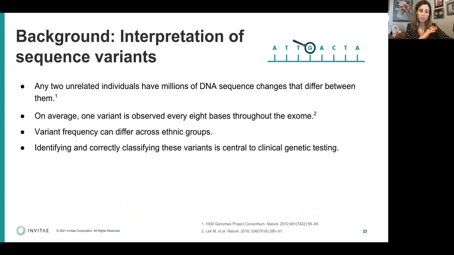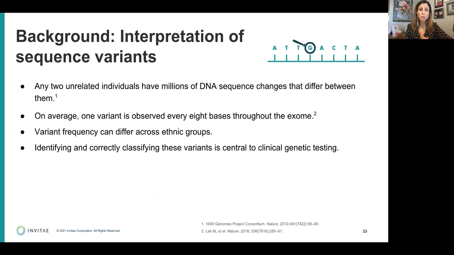So once the DNA has gone through this process of next generation sequencing and through the bioinformatics pipeline, one of the really critical elements is variant interpretation. Any two unrelated individuals have millions of DNA sequence changes that differ between them. On average, one variant is observed every 8 bases throughout the exome. So a significant number of variants are present in every single one of us. Some of these variants differ in frequency by ethnic group.